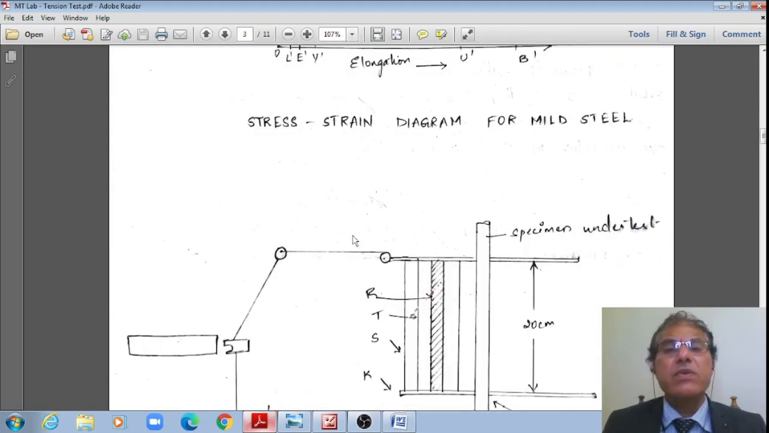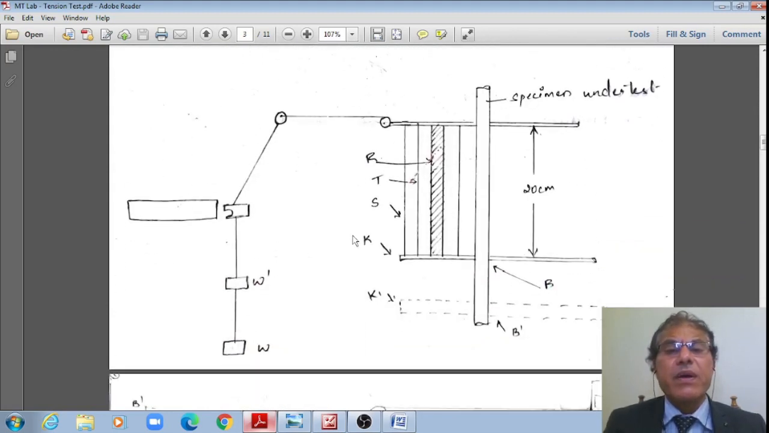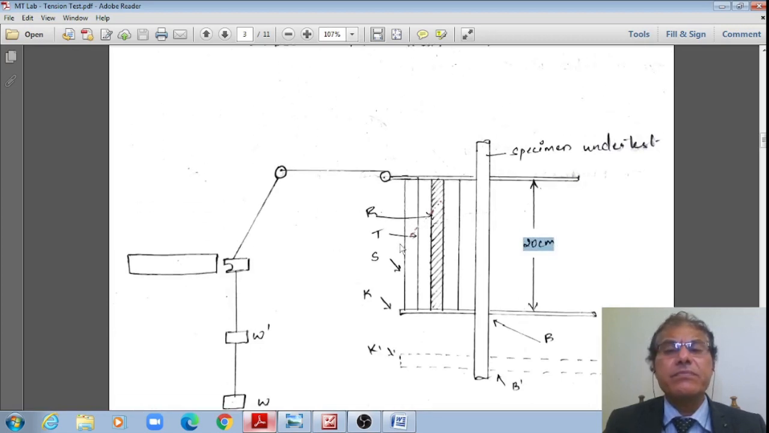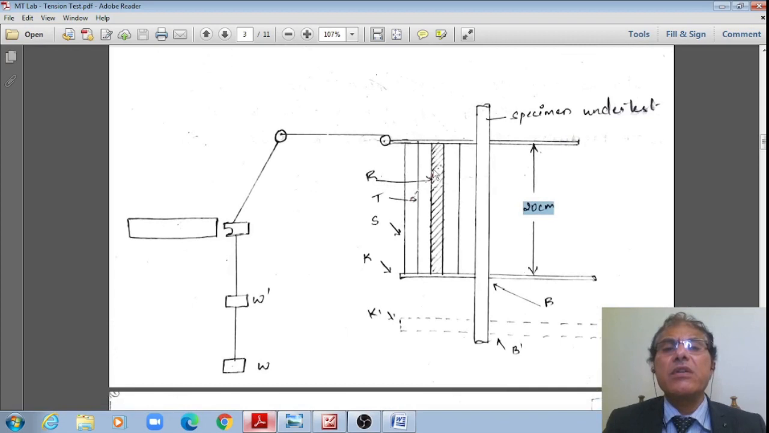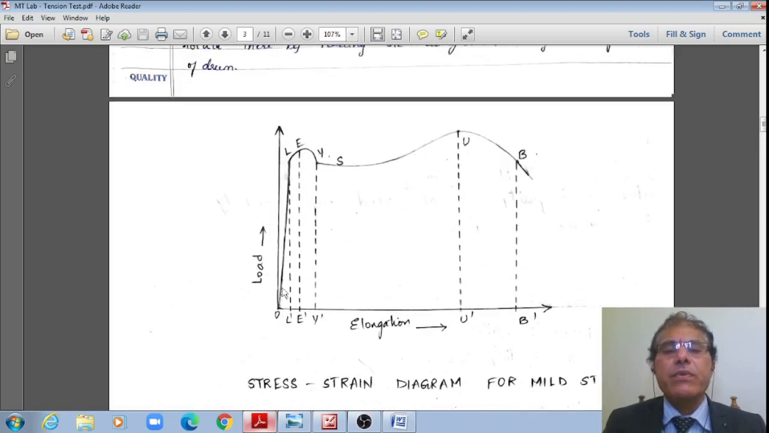Now I'll show that one also. These are the loads that are attached. B takes a new position B prime because of this expansion, which is measured over a gauge length of 20 centimeters. These are the specimen rod R and these are the points we are referring to.